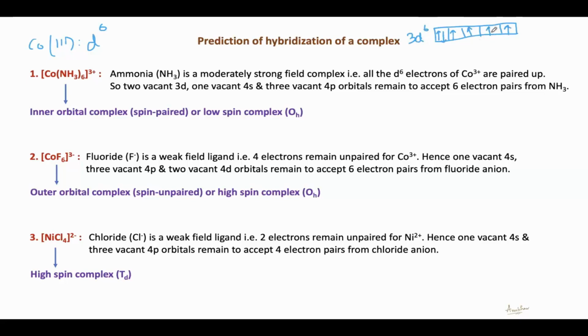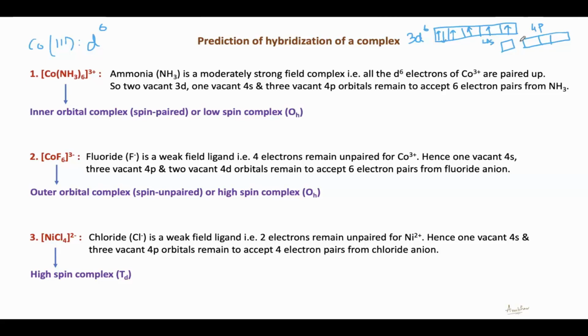And also, if you have read about orbital filling, then we have this 4s orbital here, which is vacant after 3d, and also three 4p orbitals here. So these are 4p and this is the 4s. All these are vacant in nature because no electron is there to fill them.